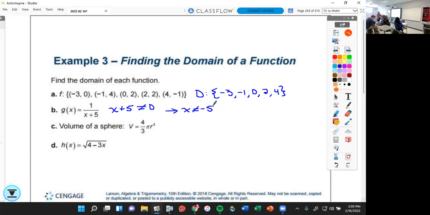Not 0. Because what would happen if R was 0? We wouldn't have a sphere. Okay, what else can R not be? Can you have a sphere with a negative radius? We don't measure distance in negative, right? That said, what's the domain? It's 0 to infinity. The radius is greater than 0? I thought it couldn't be 0. We can't. There's no equal sign.